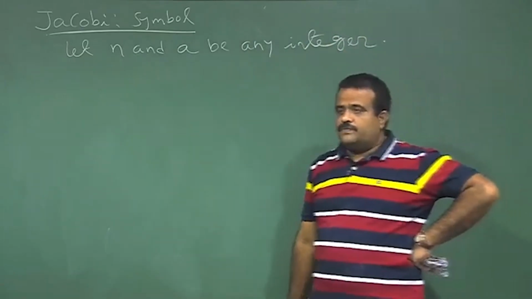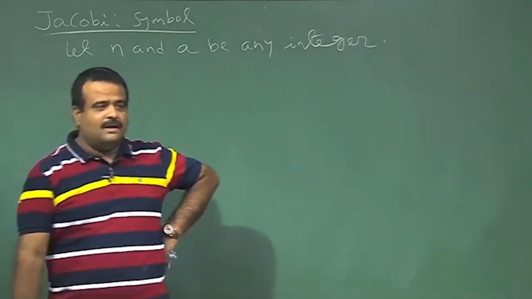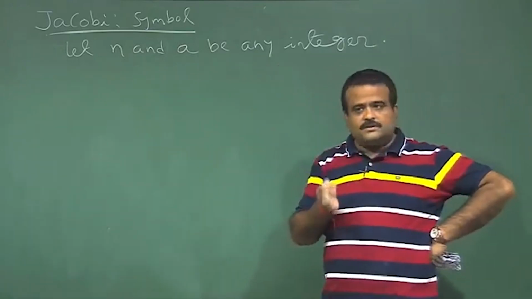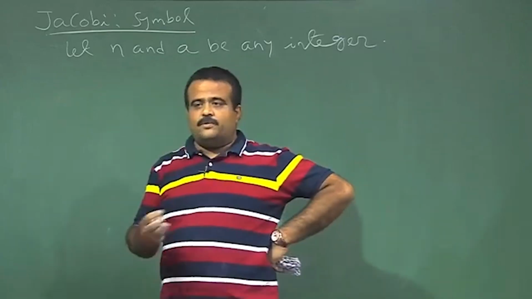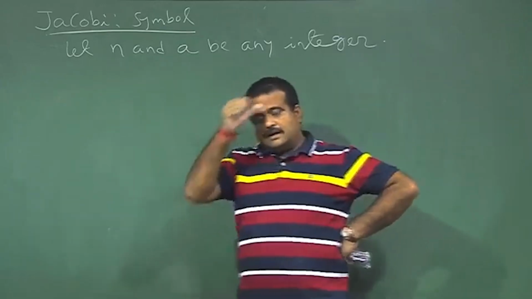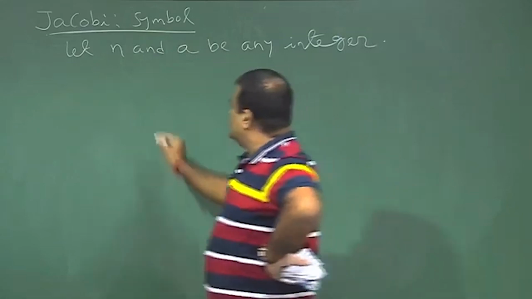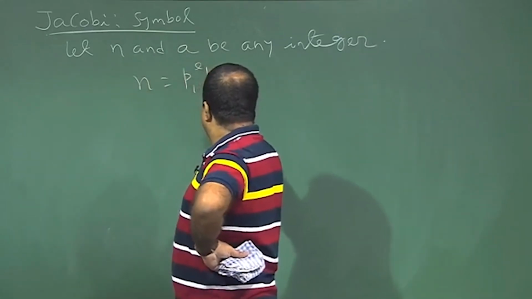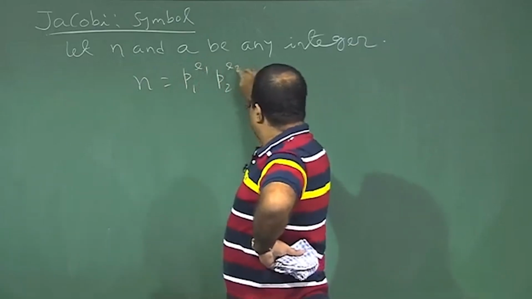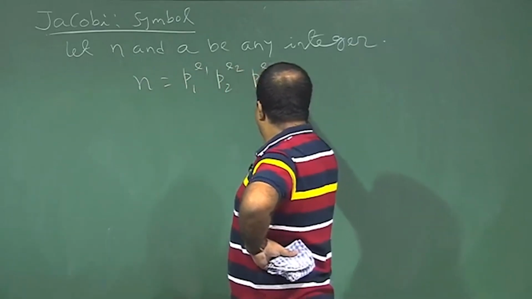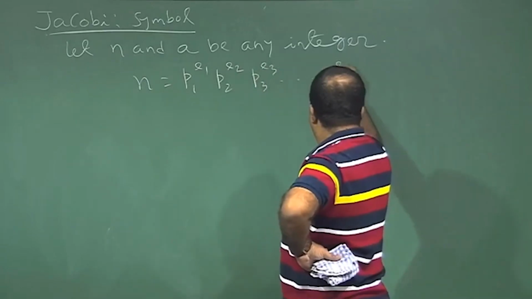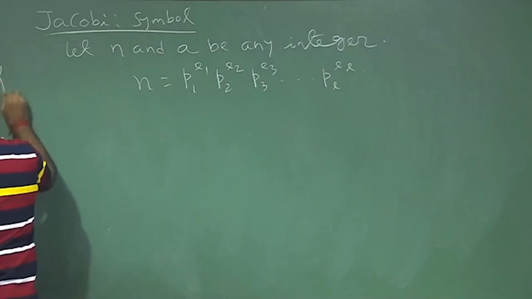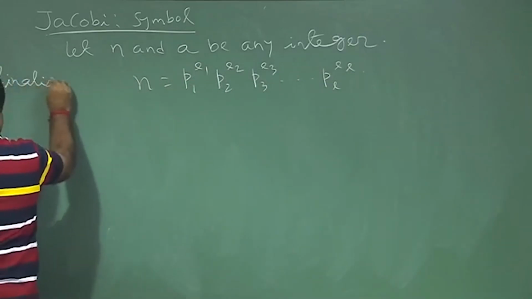Okay. Now, if n is an integer, it is either a prime, in which case we have the Legendre symbol, or if it is not a prime, then it must be written as a product of primes. That is the fundamental theorem of arithmetic. So, n must be written as P1 to the power E1, P2 to the power E2, P3 to the power E3, up to PL to the power EL, a product of primes. Then this is the definition of the Jacobi symbol.